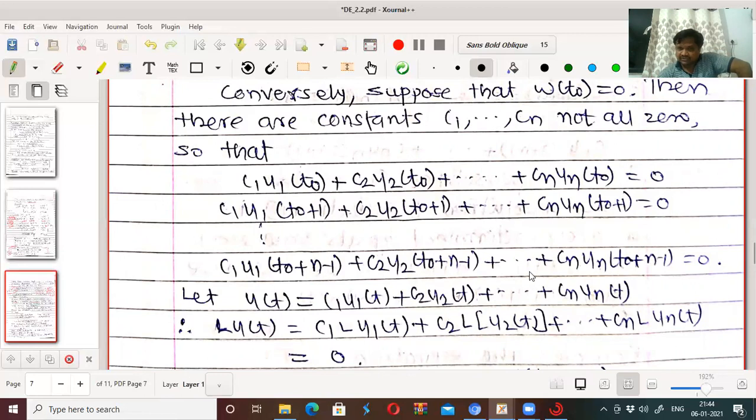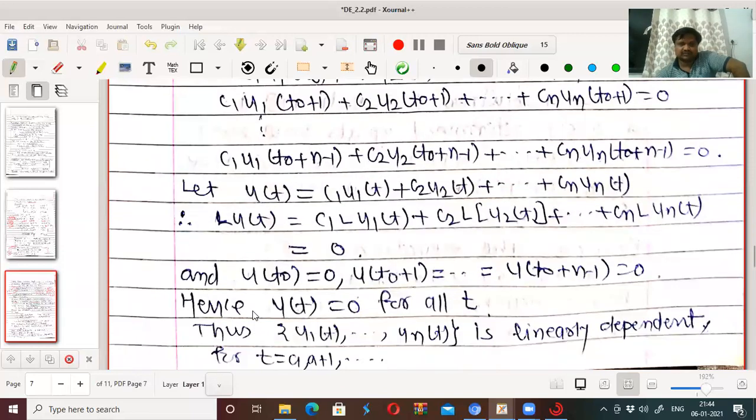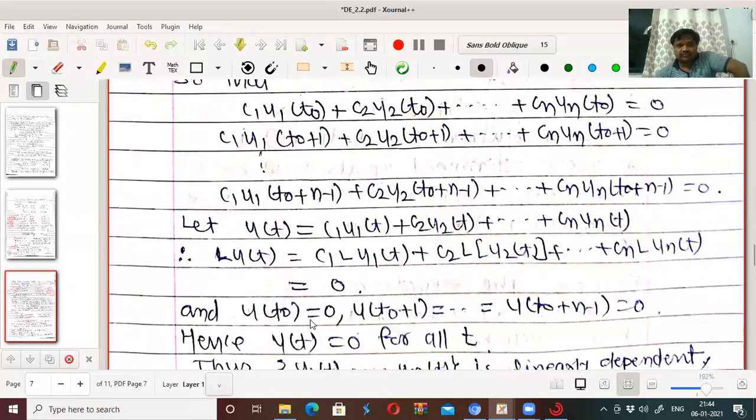L of u(t) is 0 means what? This c1 u1(t) plus c2 u2(t) up to cn un(t) must be a solution of the corresponding homogeneous equation. Moreover, the value of u at t0 is 0, the value of u at t0 plus 1 is also 0, and the value of u at t0 plus n minus 1 is also equal to 0. That means at t0 the value is 0, at t0 plus 1 it is also 0, at t0 plus n minus 1 also 0. These are the n conditions. On each the value is 0, right? So u at t0 is 0, u at t0 plus 1 is 0, u at t0 plus n minus 1 is also equal to 0.